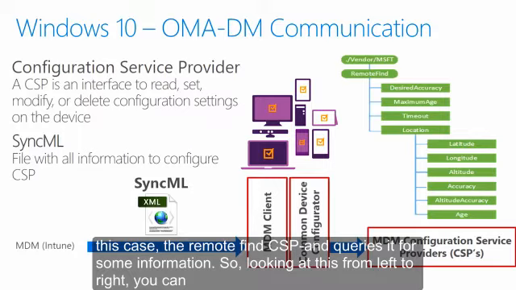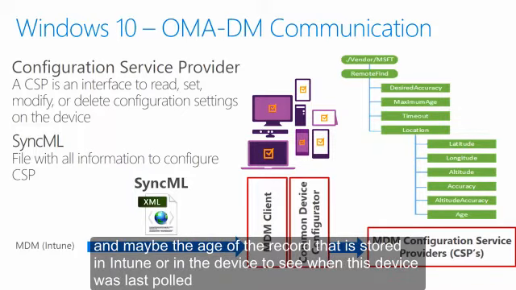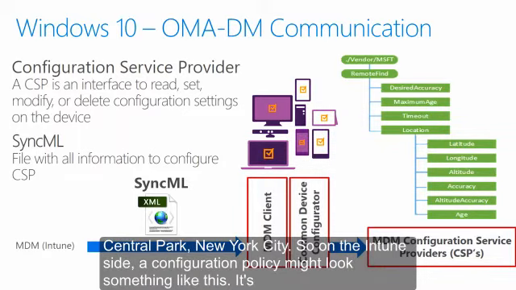So looking at this from left to right, you can imagine that this SyncML message was probably set to find the location of a device, getting the latitude, longitude, and maybe the age of the record that is stored in Intune or in the device to see when this device was last polled for this information. And what might be returned from this would be 20 minutes ago, this device was sitting in Central Park, New York City.